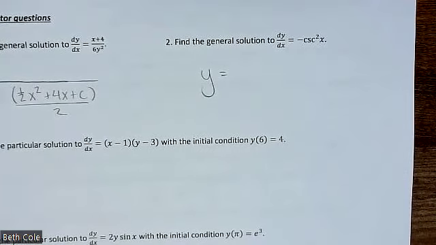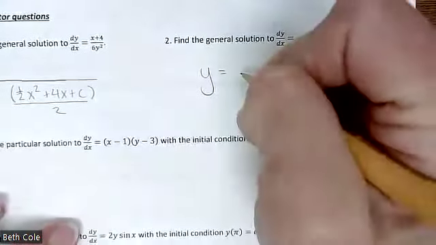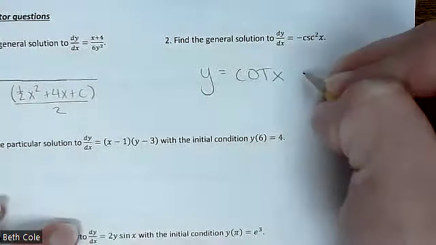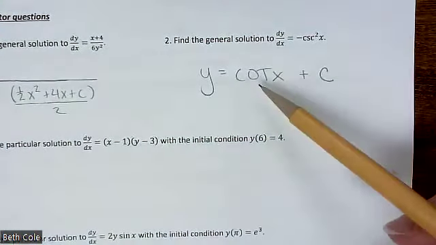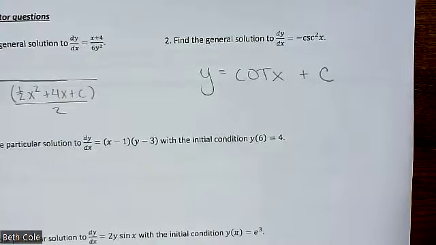Basically, who is cosecant's buddy? Which one? Good job, cotangent. And then you have to put plus C. The derivative of cotangent is negative cosecant squared. That's good review back from unit 3 with all our derivative rules. You got to know them.